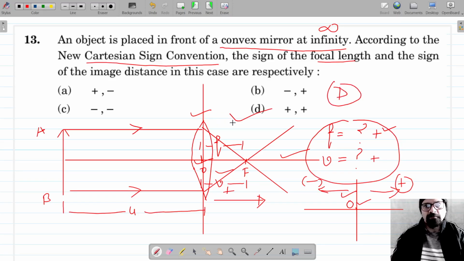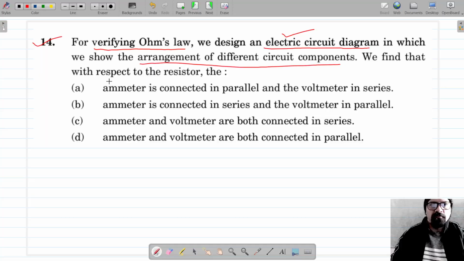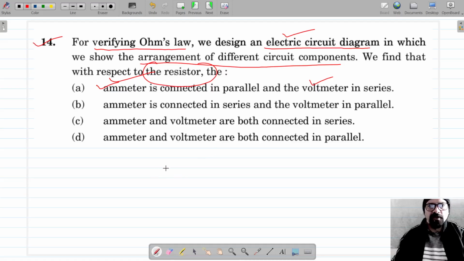Let's move on to the next one. For question number 14, it's given that for verifying Ohm's law, we design an electric circuit diagram. An electric circuit diagram is the path in which the electric current flows continuously in a closed loop. So there is an arrangement of different circuit components. With respect to the resistor, we need to see the position of the ammeter and the voltmeter, and how they are connected in the circuit.